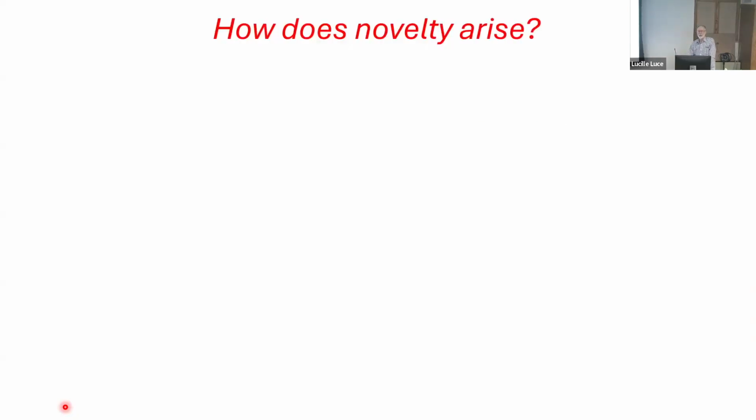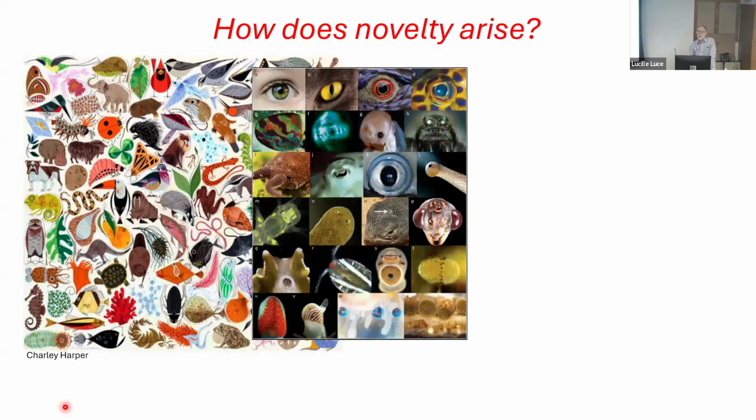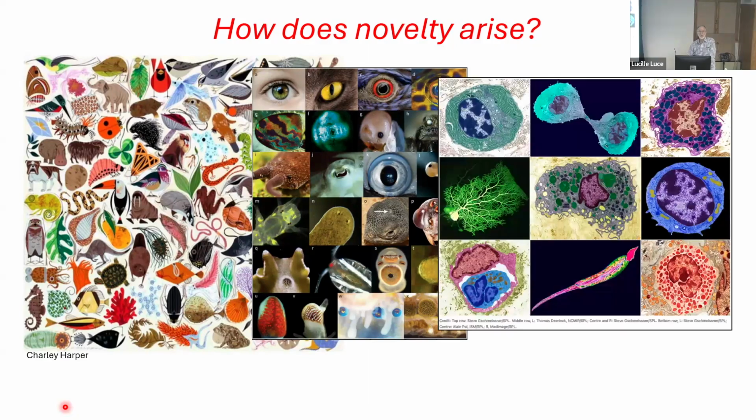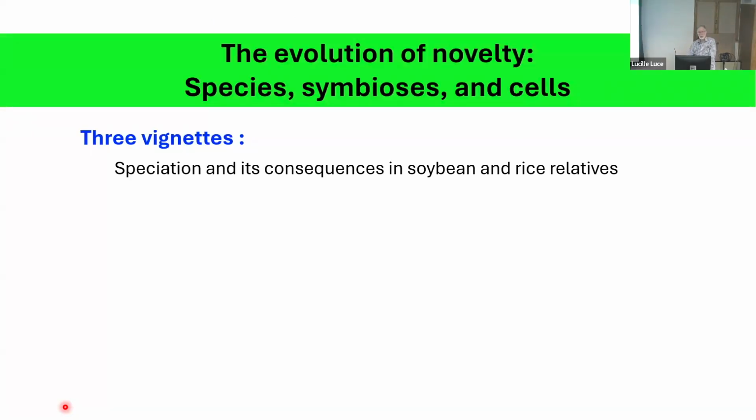So I'm going to talk about a major question, which is how novelty arises. It's probably the fundamental question in evolutionary biology. And I'm going to talk about it in several ways. One is about species and how they arise and evolve. Secondly, how structures evolve and how they originate. And thirdly, at the cell level, how do cell types evolve? So all three of those. So I'll tell three short stories, essentially. The first is about speciation and its consequences.